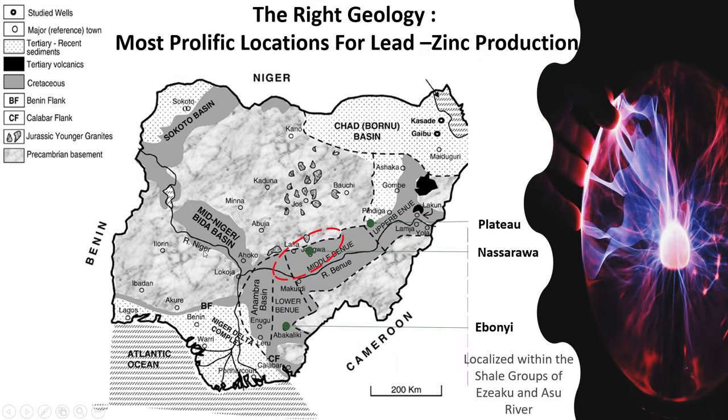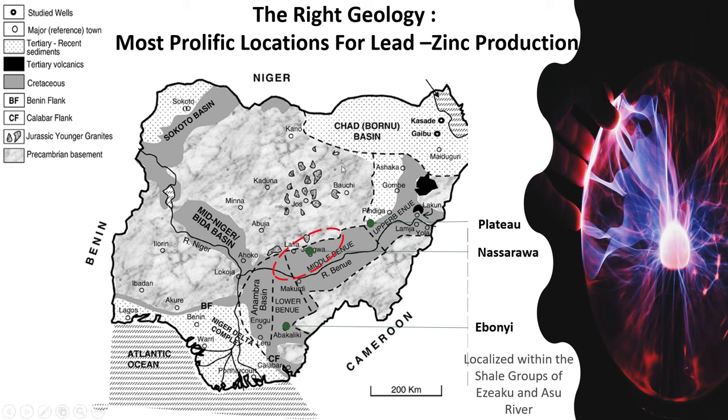And if you look at the most prolific locations for lead and zinc production in Nigeria, all are within the Middle Benue Trough and the Lower Benue Trough. So when it comes to Plateau State, you talk about the Zurak and Wase area; talk about Nasarawa State, you talk about the Awe area. Then when you talk about the Lower Benue Trough, you talk about the Abakaliki area.